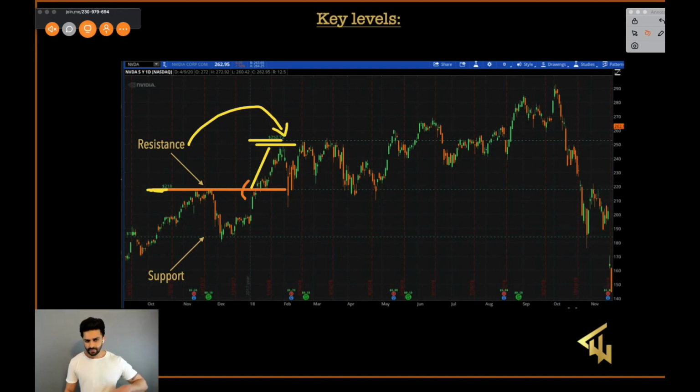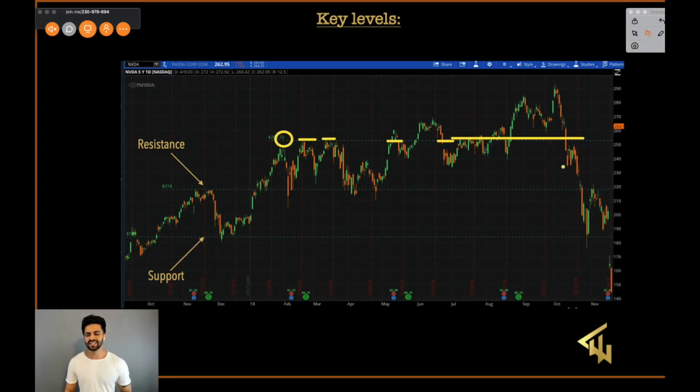Now, to review how strong your level is, you test it: 1, 2, 3, 4, 5. So basically, it's tested multiple times, giving us a confirmation that this is a very strong key level, even though the roles are reversed. Over here, it breaks, then it gets pushed right back down. Now this becomes our resistance again. It breaks above on the upside, and now this is our support level, right?